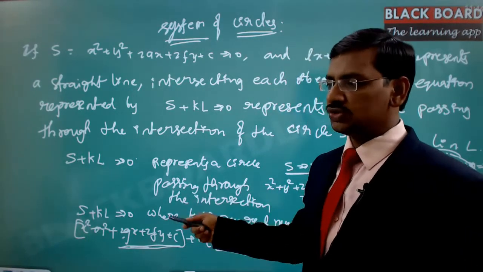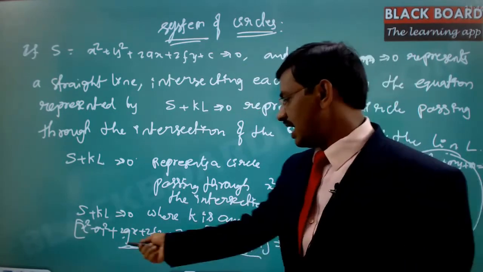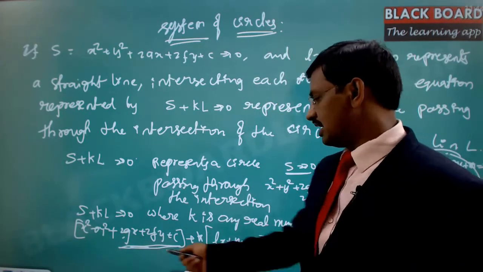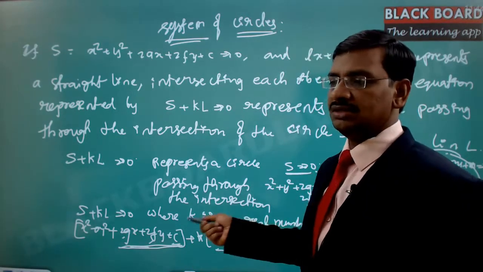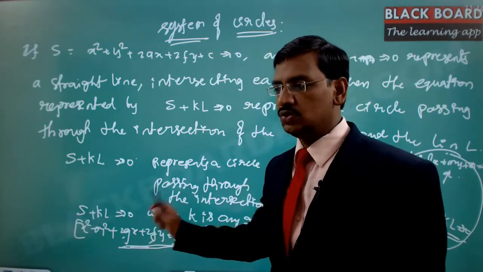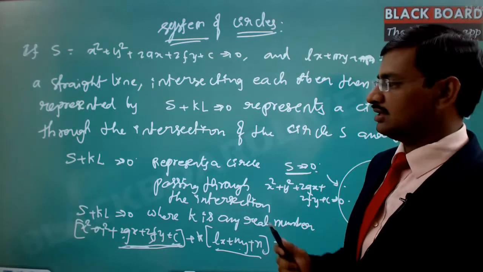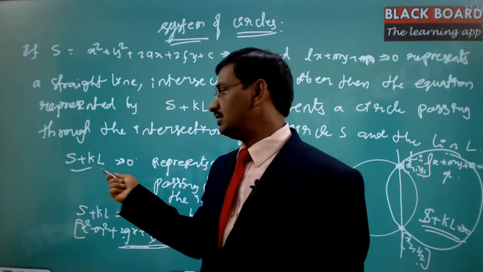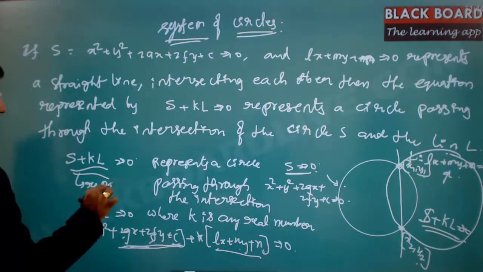So that is the new circle equation represented by S plus kL, because this l is added to this 2g and this m is added to this 2f and this n is added to this c. So hence the value of the center and the radius is going to change for the new circle. Now it still represents a circle. So one conclusion is made, that this equation S plus kL represents a circle.